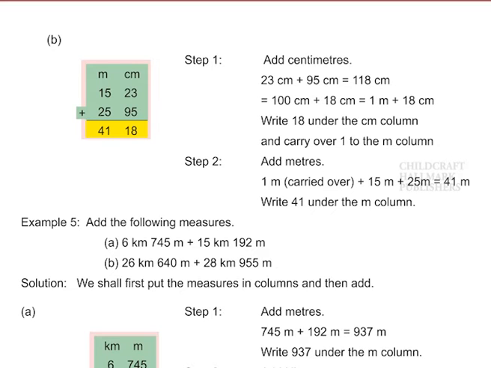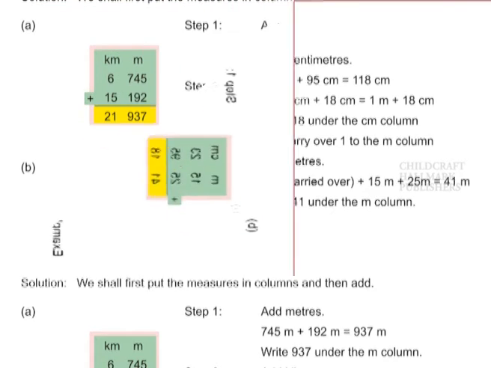Example 5. Add the following measures: A. 6 kilometers 745 meters plus 15 kilometers 192 meters. B. 26 kilometers 640 meters plus 28 kilometers 955 meters. Solution. We shall first put the measures in columns and then add.